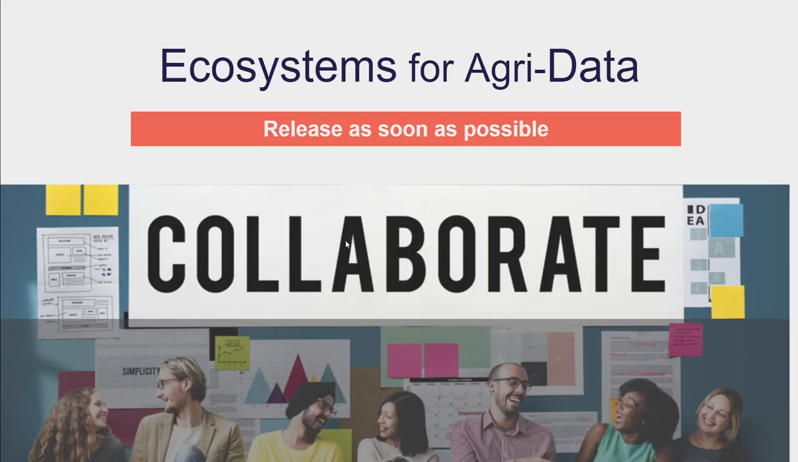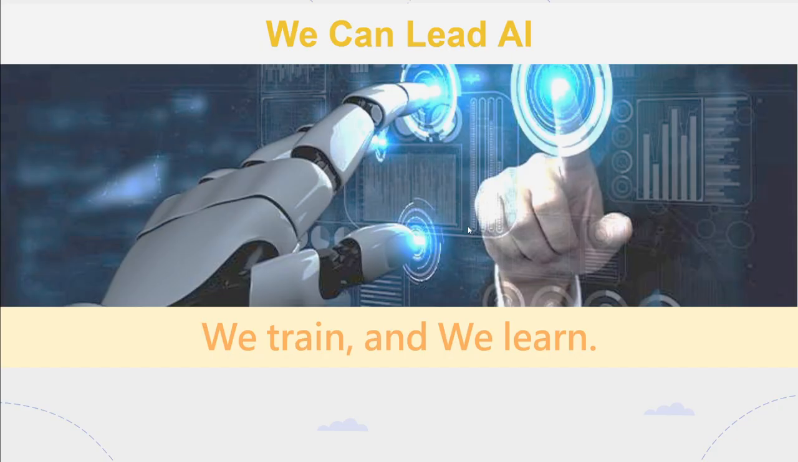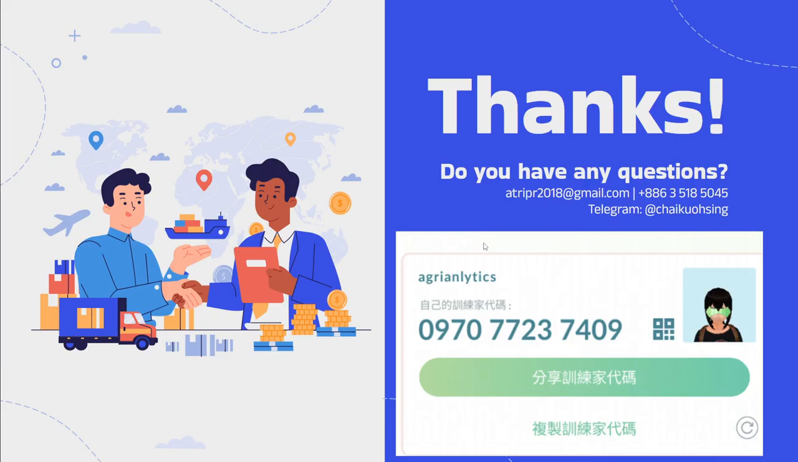And the core value of our platform is that we want to build up an ecosystem for agri data. And the other value of this A-Daddy platform is that we want to lead the AI. Because we train the AI with the domain knowledge from the tagging process, and after training on the data, we can learn more from the AI model.